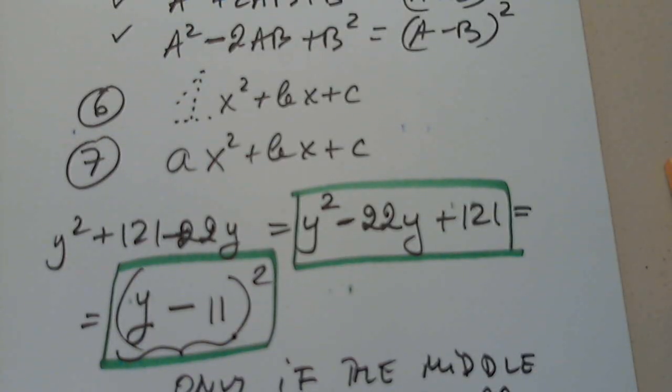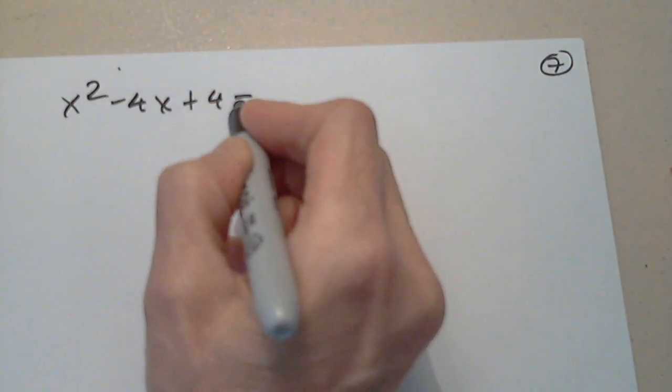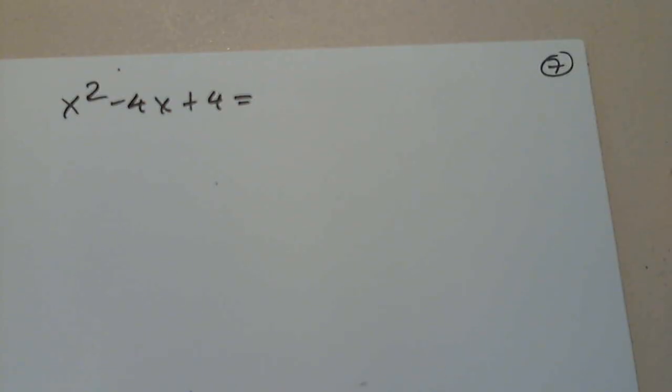Okay, like x squared minus 4x plus 4. This is a very simple one, and that's my page 7. So x squared minus 4x plus 4. By now, you should be able to come up with the answer quickly. But if not, it's okay.